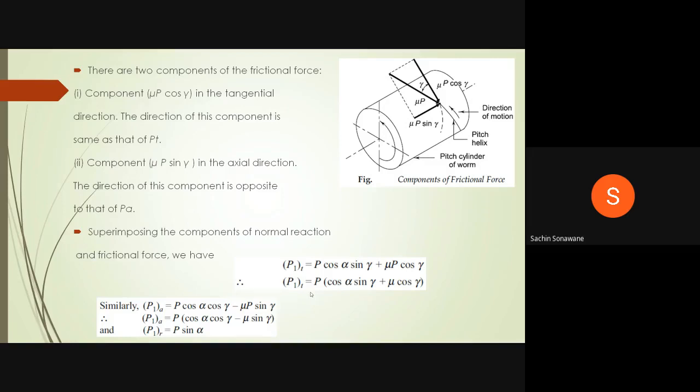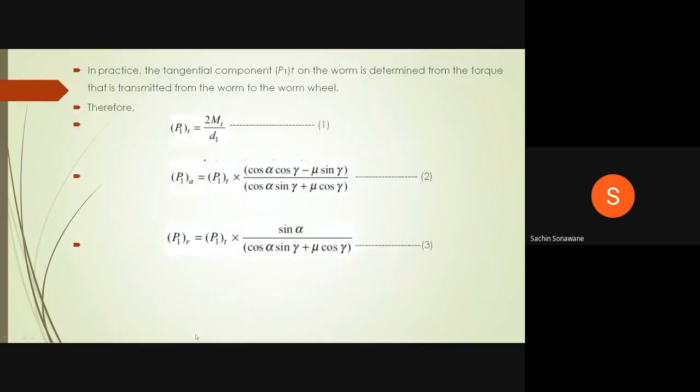Superimposing the components of normal reaction and frictional force, we have P1T is equal to P cos alpha sin gamma plus mu P cos gamma. Therefore, P1T, taking P outside into bracket, is equal to P (cos alpha sin gamma plus mu cos gamma). Similarly, P1A is equal to P cos alpha cos gamma minus mu P sin gamma. Therefore, P1A is equal to P (cos alpha cos gamma minus mu sin gamma), and P1R is equal to P sin alpha.